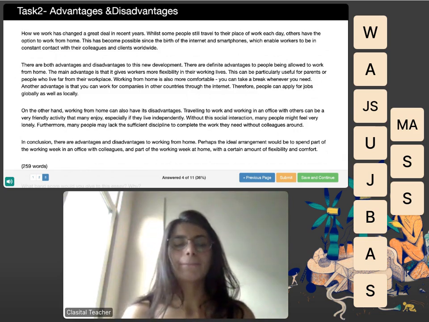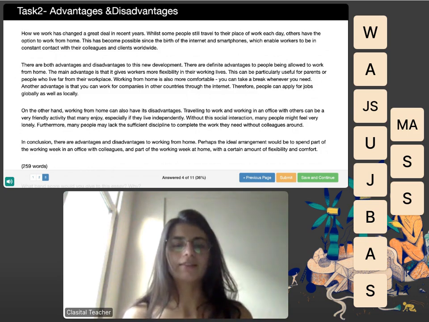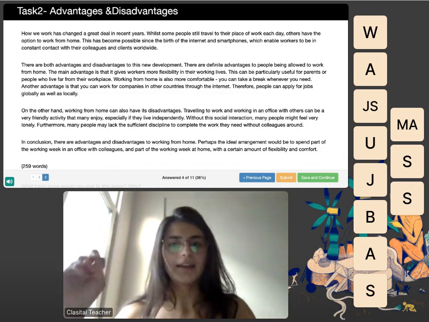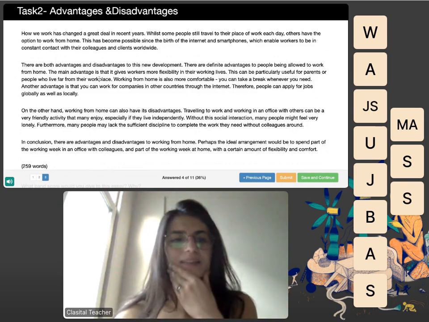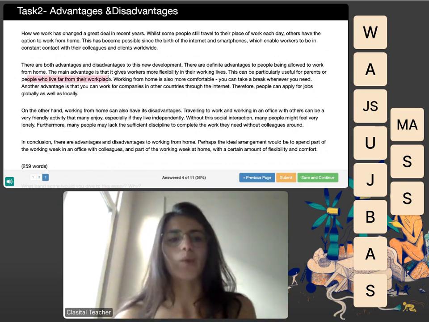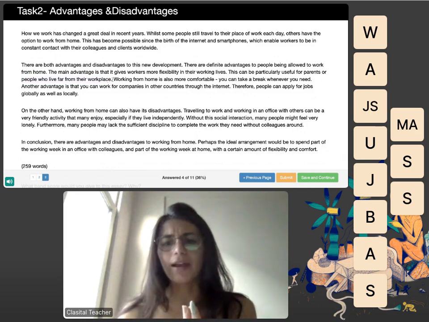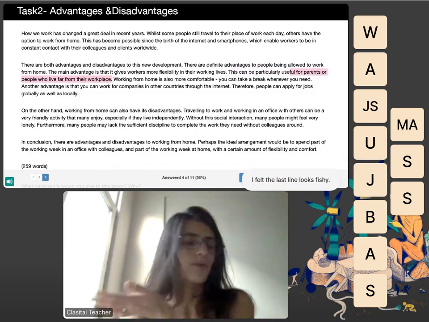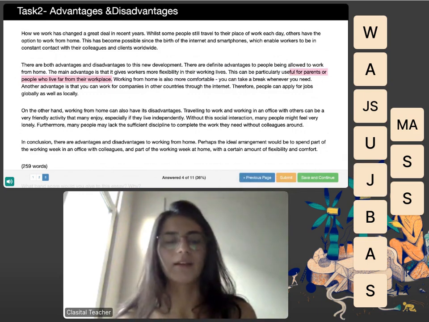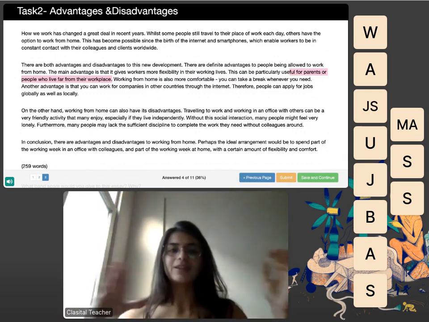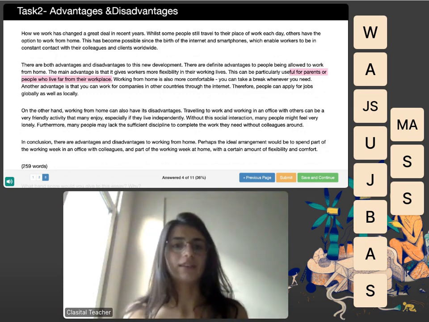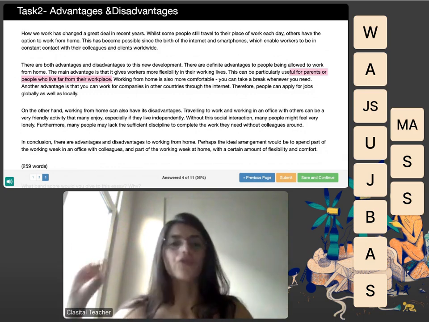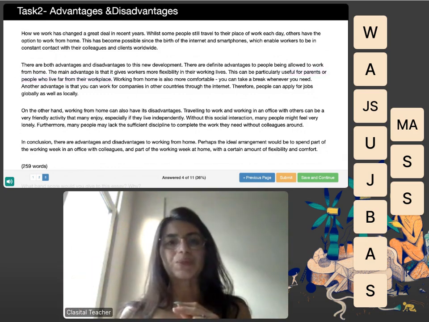Examples. Even though this paragraph does not say, for example, it actually has examples. It just says people who live far from their workplace. So this is an example, right? It can be useful for people or parents who live far from their workplace. Not all people, but especially people who live far from their workplace. So even though this paragraph does not contain the linking word for example or for instance, it still has examples.